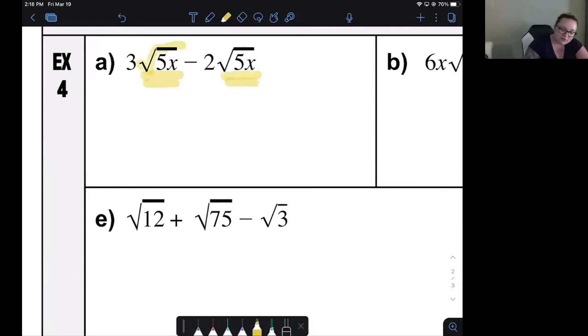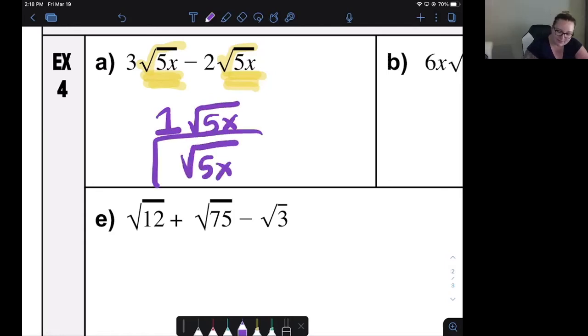So what we do is we treat the radical like a base. The square root of 5x and the square root of 5x are the bases of these numbers. So 3 root 5x minus 2 root 5x can be combined because the bases are the same. It's the same as combining 3x and 2x. So 3 minus 2 is 1, and then you keep the base of 5x. So the answer is 1 root 5x or just root 5x.